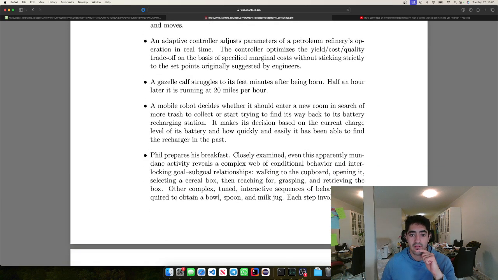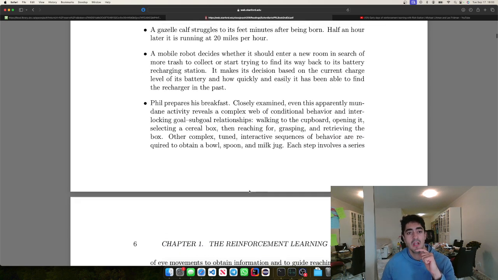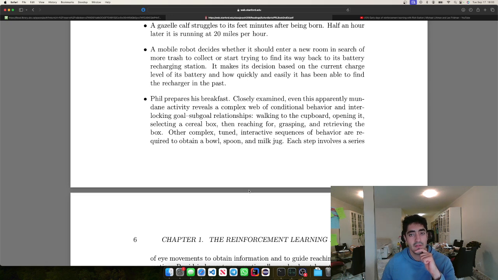A gazelle calf struggles to its feet minutes after being born. Half an hour later, it is running at 20 miles per hour. A mobile robot decides whether it should enter a new room in search of more trash to collect or start trying to find its way back to its battery recharging station. It makes its decision based on the current charge level of its battery and how quickly and easily it has been able to find the recharger in the past.